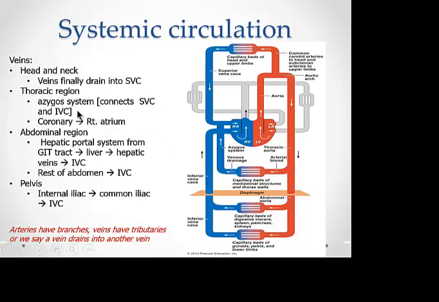So when you look at systemic circulation, we'll be looking at major arteries and veins in all these regions. This slide is showing you the venous part of the systemic circulation. So these are the veins. From the head and neck area, all the various veins which we'll see there finally drain into the superior vena cava, which you remember drained into the right atrium of the heart.